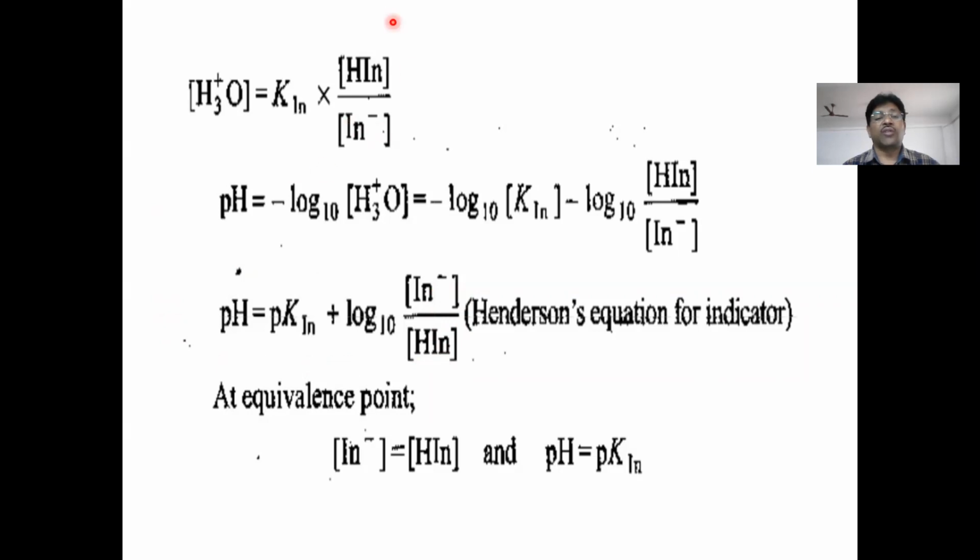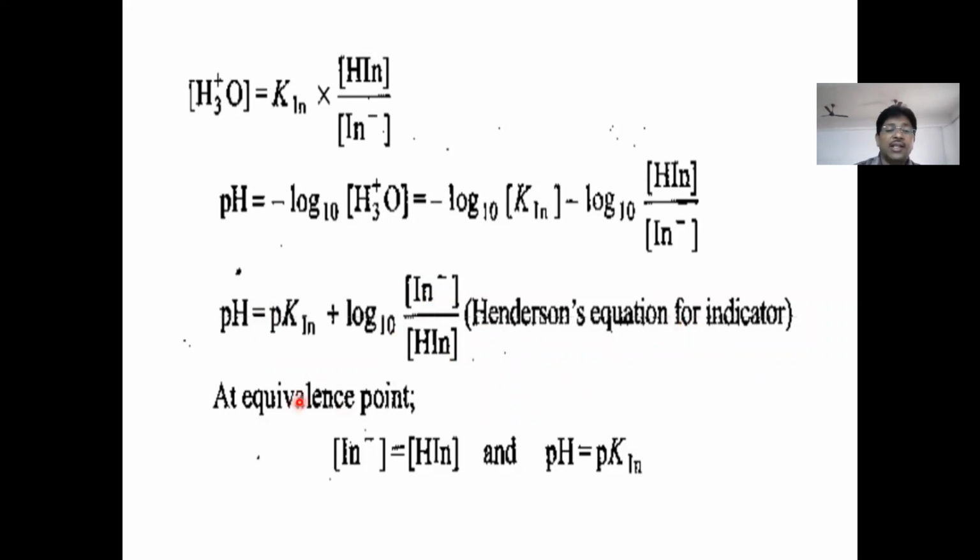The derivation part you don't require. First, directly take the pH value. The pH value of a weak acid indicator is equal to pKIN plus log of indicator negative ion concentration by indicator molecule concentration. In the previous case, we took log of salt by acid. Here it is log of IN minus by HIN concentration. So this is Henderson's equation for indicators.